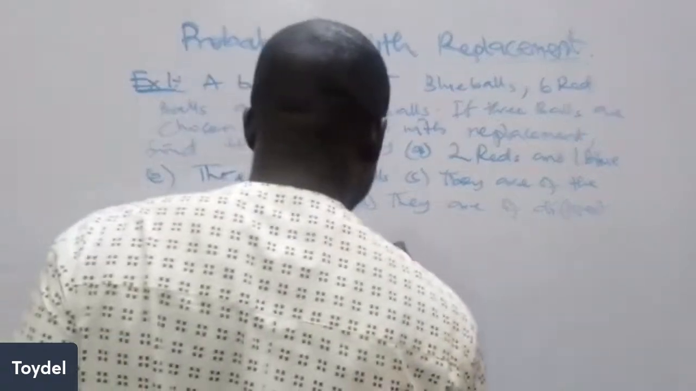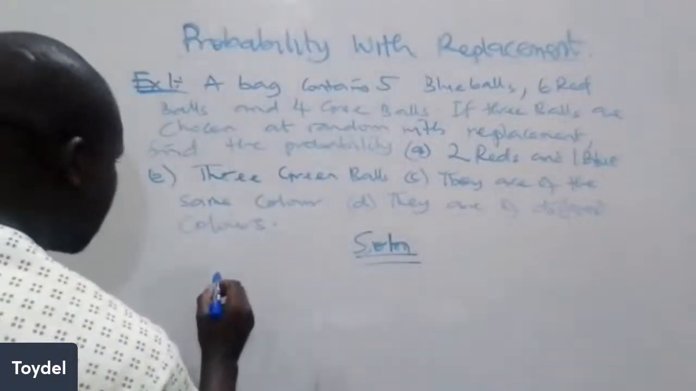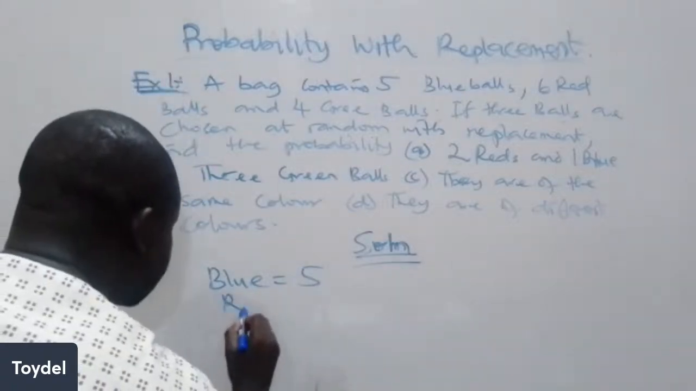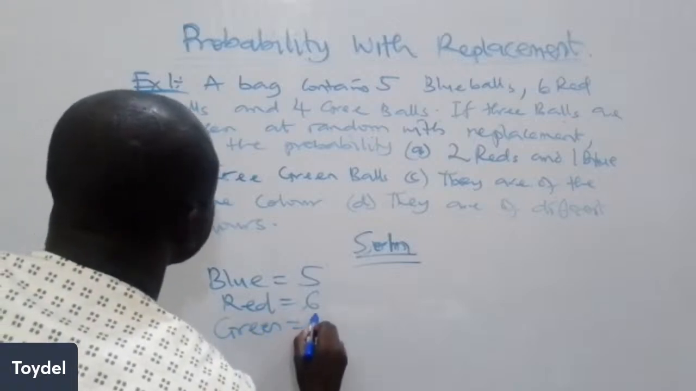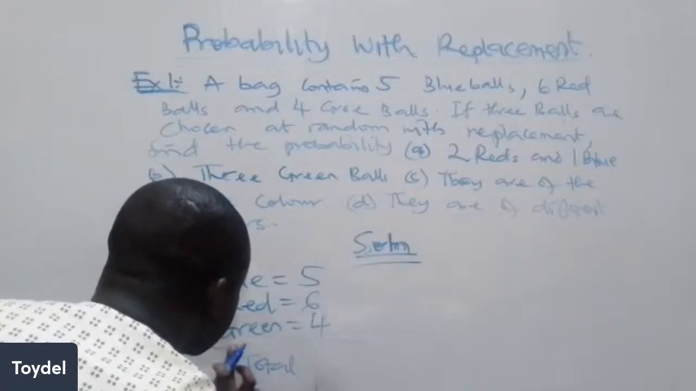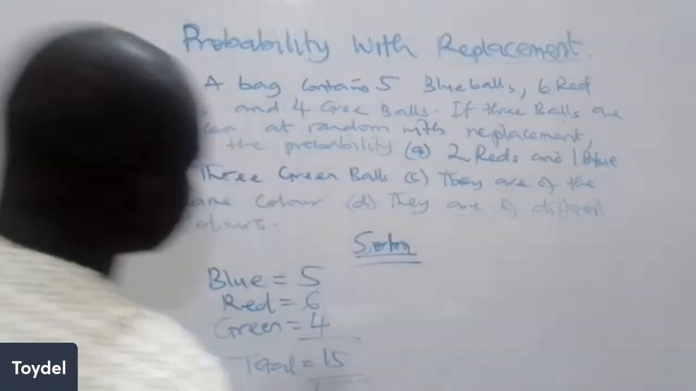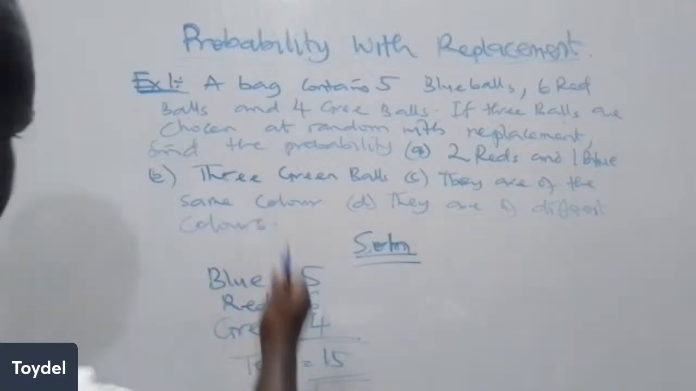We'll first list out what we are given. How many blue balls do we have? It's 5. How many red? Red is 6. Then green balls, we have 4. So what is the total number of balls? The total number of balls will be 15. That's the first thing that we have to do. We must know the number of blue, green, and red balls, and the total number of balls.